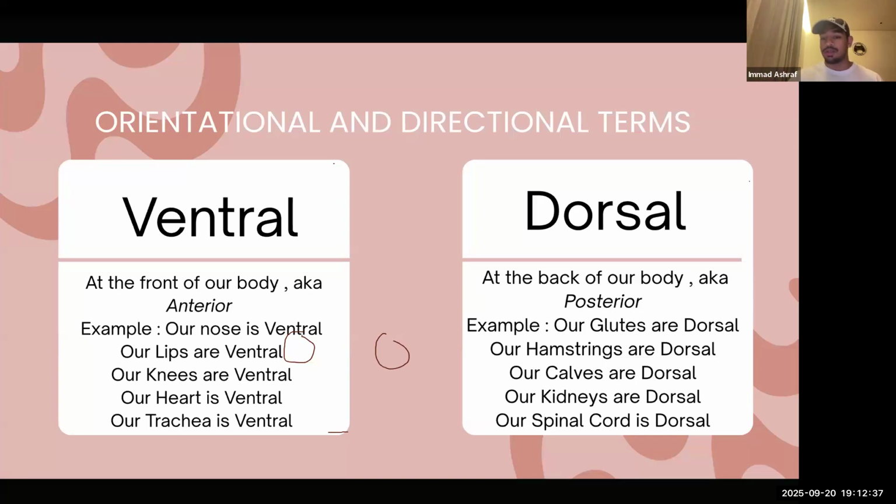Now dorsal, our glutes, they're dorsal. Our hamstrings are dorsal. They're in the back according to the anatomical position, right? Our calves, they're dorsal. Our kidneys are dorsal. And our spinal cord is dorsal. Now, the kidneys and the spinal cord, you can't see them, but they're at the back because of anatomy. Our kidneys are in the back of our trunk, and then our spinal cord is in the back as well. You can't see them, but they're dorsal. They're in the back of the body.